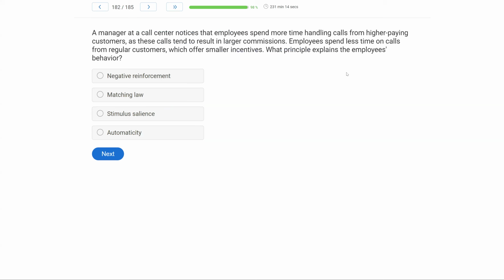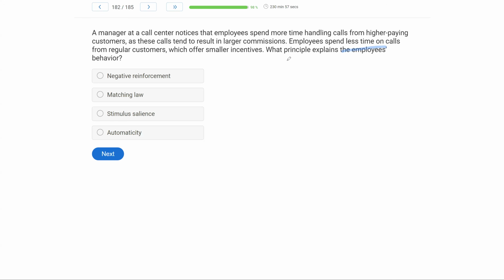A manager at a call center notices that employees spend more time handling calls from higher paying customers, as these calls tend to result in larger commissions. Employees spend less time on calls from regular customers, which offer smaller incentives. What principle explains the employee's behavior?